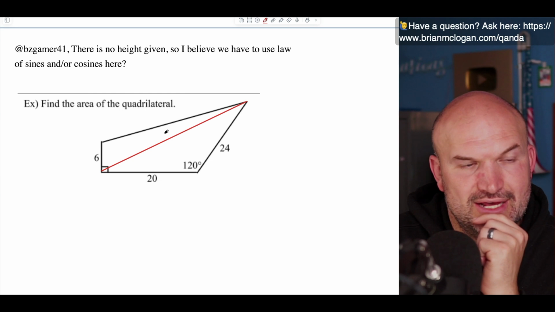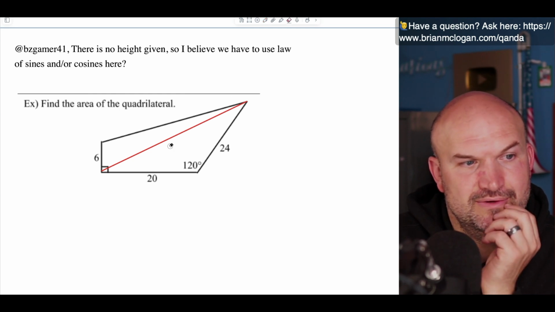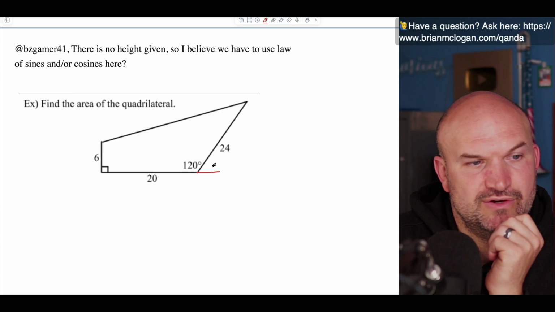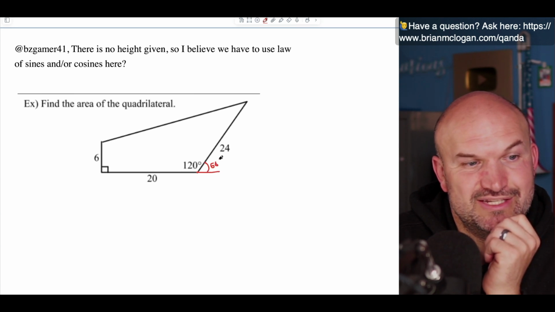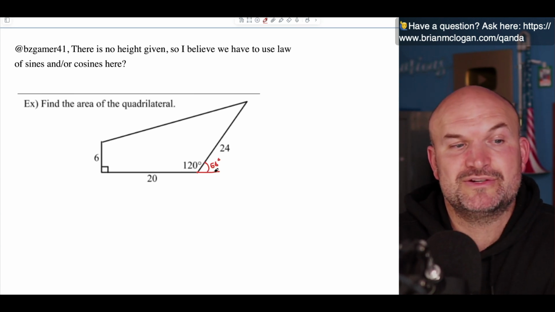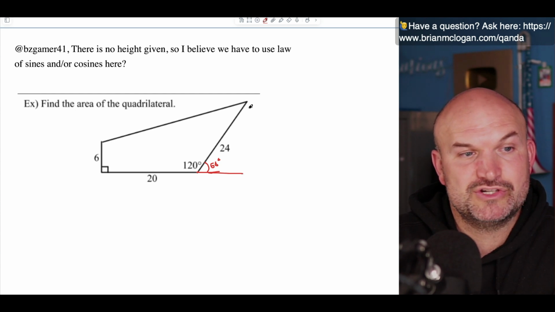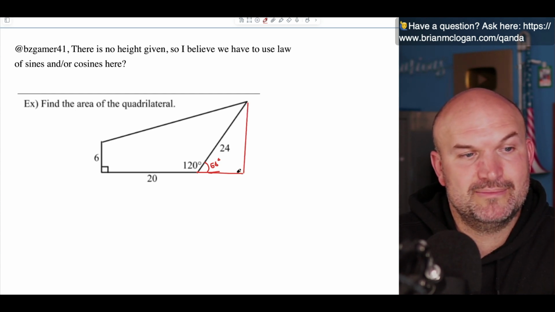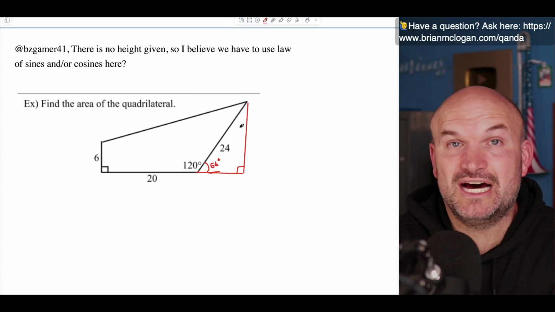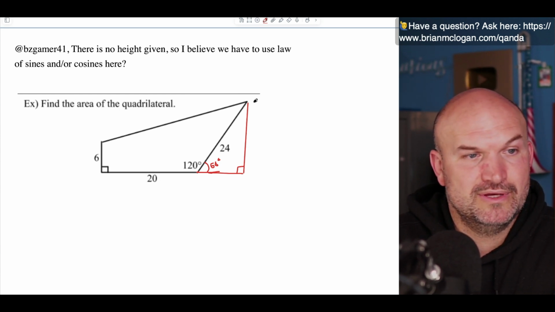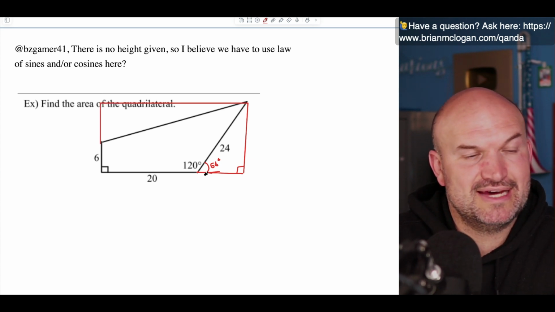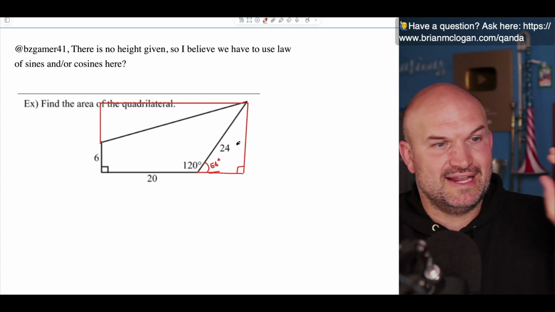What I'm thinking we might want to do is, if I know this is 120 degrees, then I can figure out that this is 60 degrees. That's important because that's a special right triangle. If I know a special right triangle, I can make a 90 degree angle here and find the height. If I can find this height and also this missing side length, then I have the height times the width and I have two triangles.